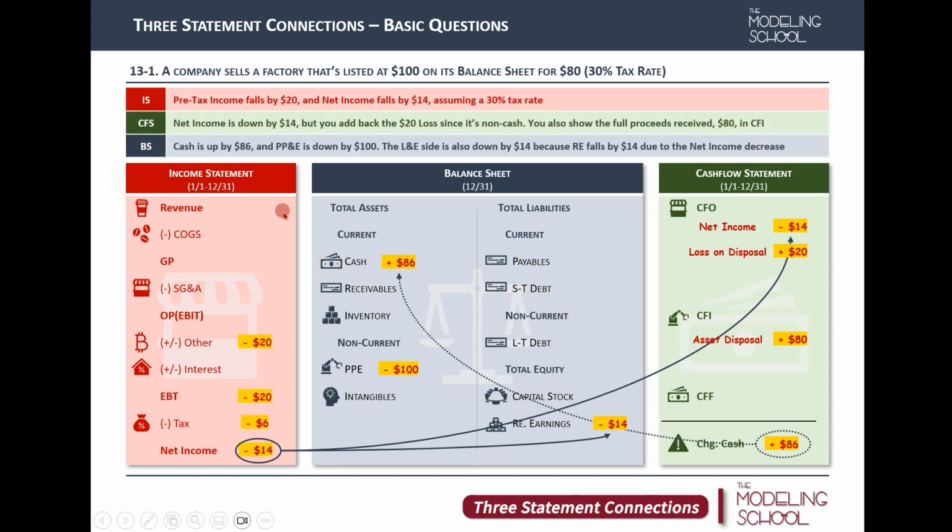So in the income statement, pre-tax income falls by 20 and net income falls by 14, assuming a 30% tax rate. For net income, we start from minus 14, but we add back the $20 loss since it's a non-cash transaction. We also know that $80 was received, the full proceeds, and we write it down under CFI. Cash is up by 86. PPE is down by the book value of 100. And the liabilities and equity side is also down by 14 because retained earnings fall according to the net income decrease.